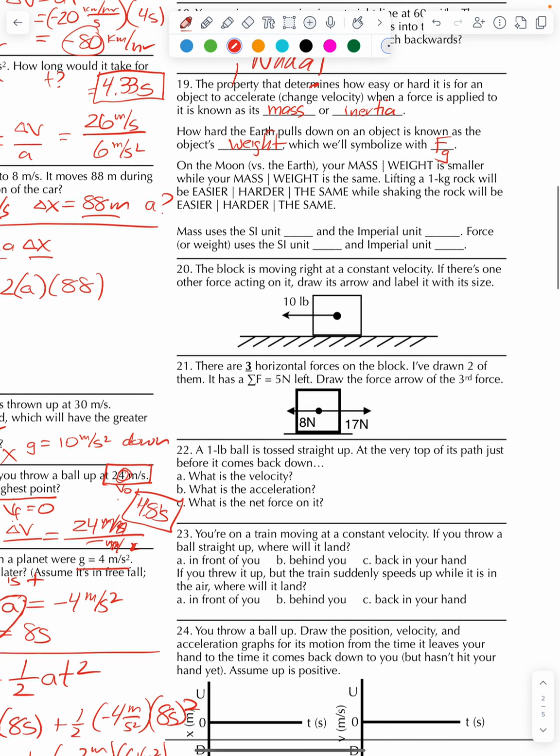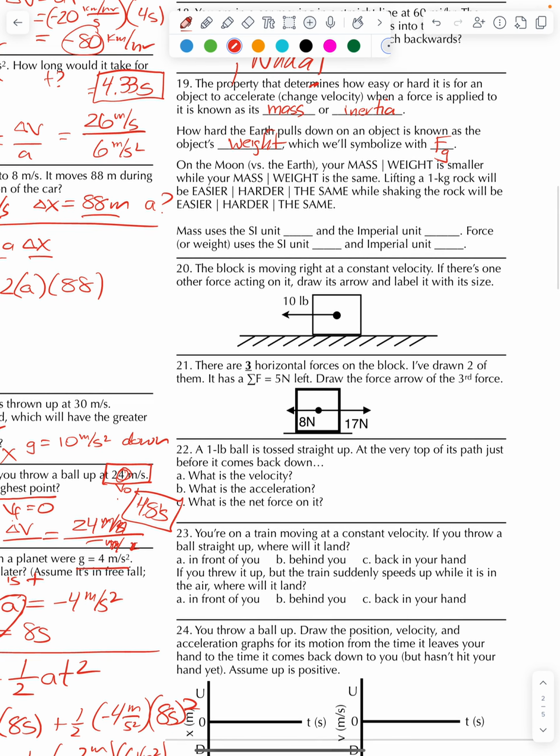We'll see if this question reviews it, and if not, I'll do a little review. On the moon versus the earth, your what is smaller? Your weight is smaller. You weigh less on the moon, but your mass stays the same. I'll go back and review this, but let's just get the answers. Lifting a 1 kilogram rock will be easier on the moon because it weighs less, while shaking the rock will be the same.